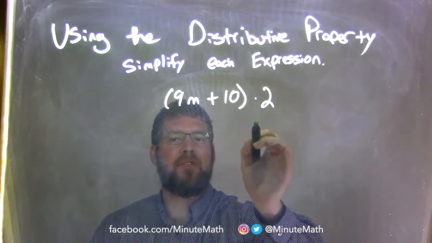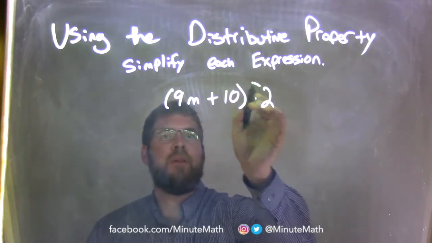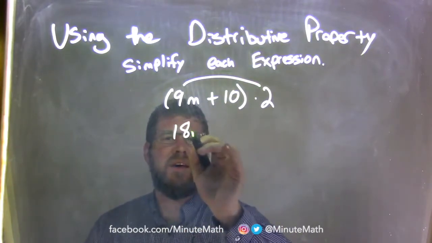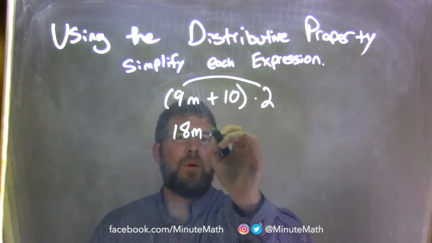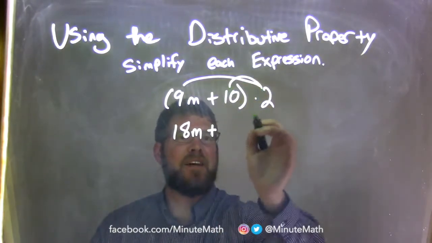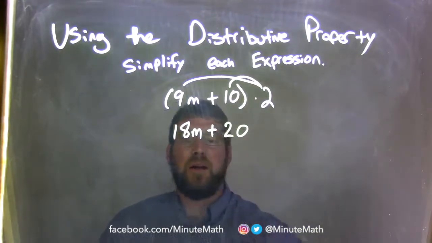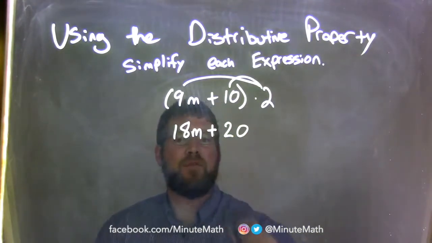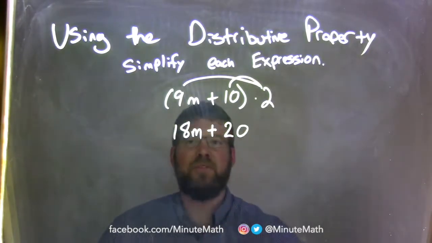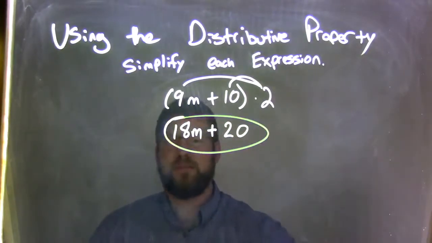So we can distribute that 2. So what I like to do is multiply the 2 times the 9m first. That comes out to be 18m. Then we bring down that plus sign, and then 2 times the 10, which is next, is 20. Now I have 18m plus 20. Can I combine those in any ways? No, they're not like terms, and so this is our final answer.